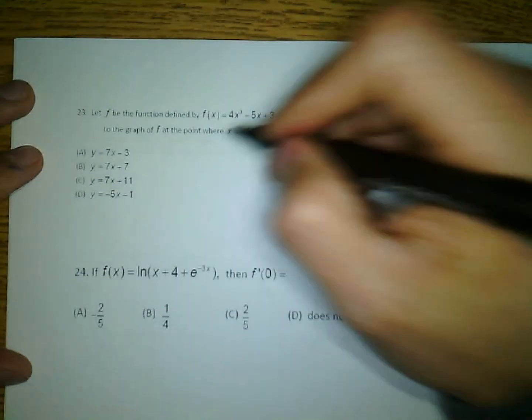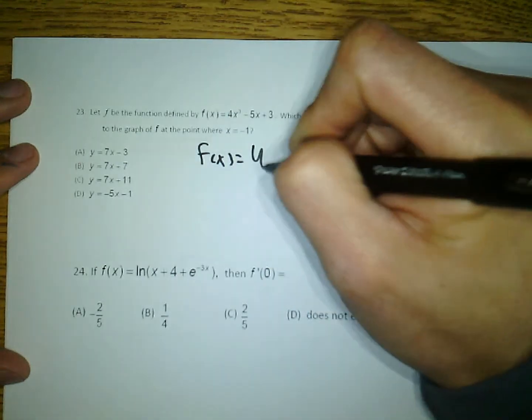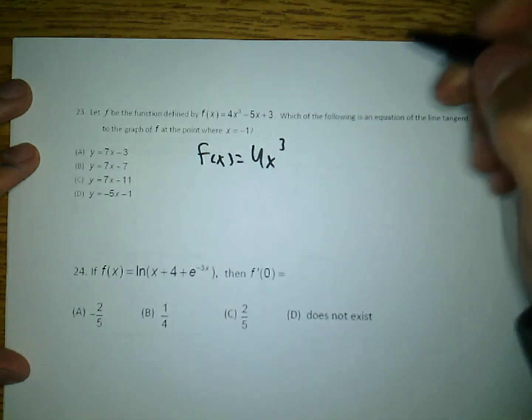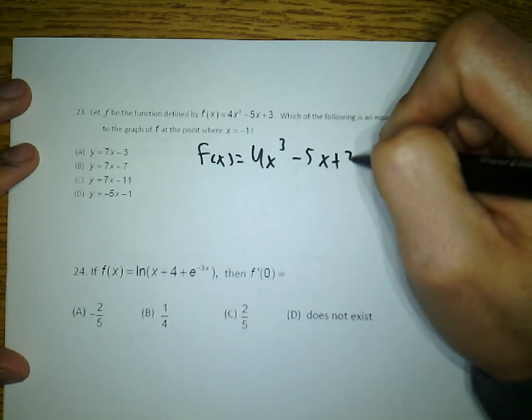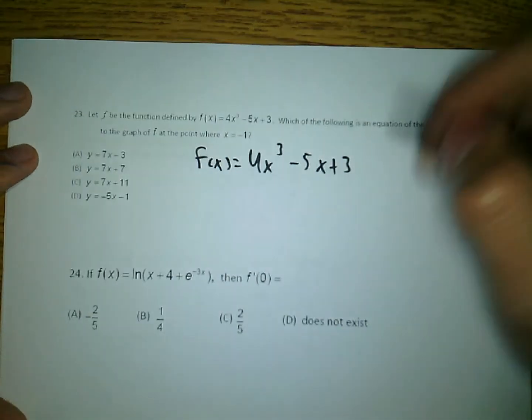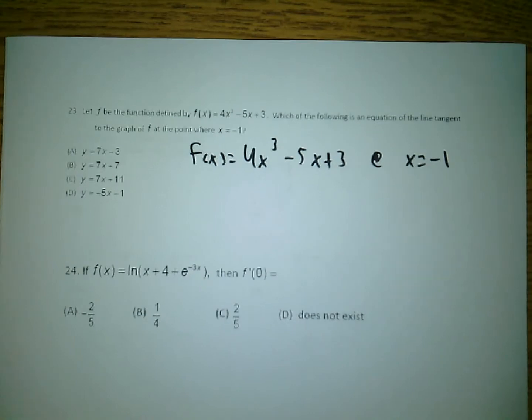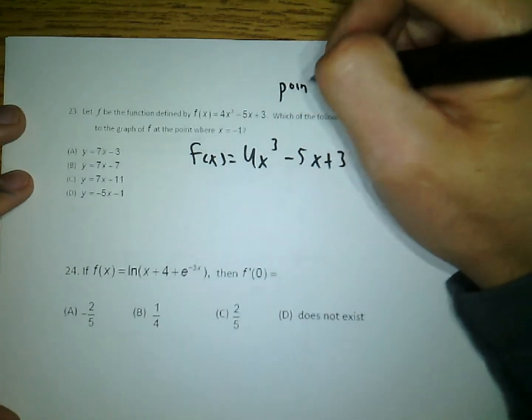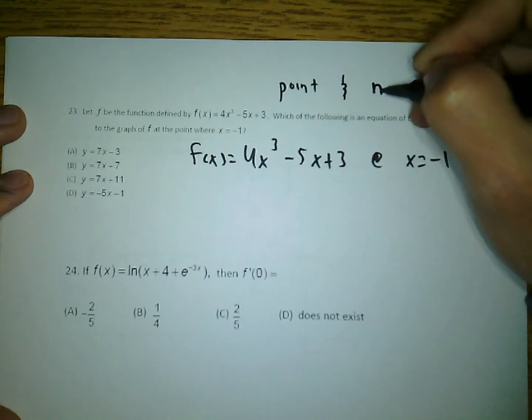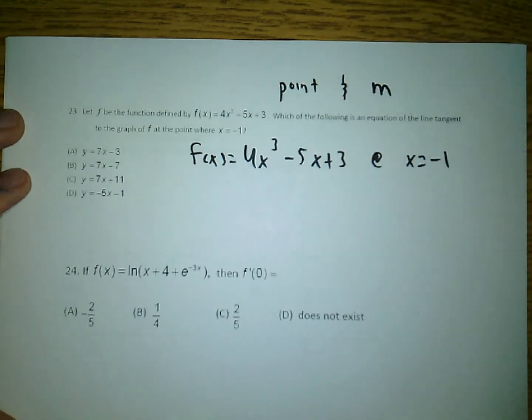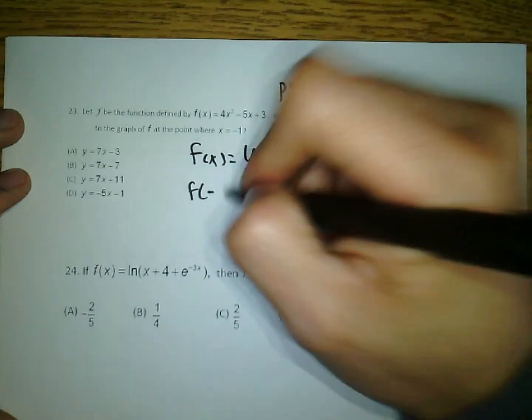So you have a function, and that function is equal to 4x to the third minus 5x plus 3. It says find the tangent line. So we want a tangent line at x equals -1. So we need 2 things. In order to find a tangent line, we need a point and we need a slope. All right, let's figure out the point first. So let's figure out what f of -1 is.